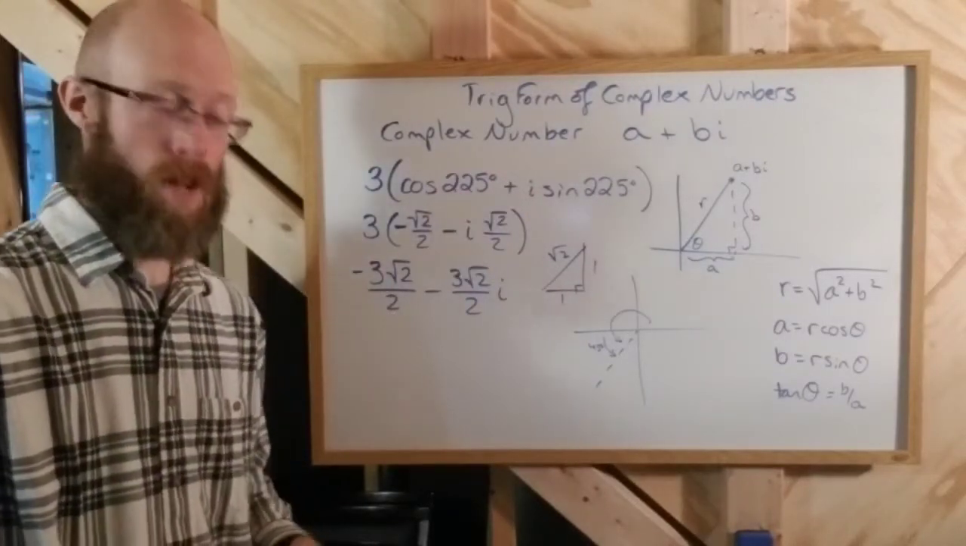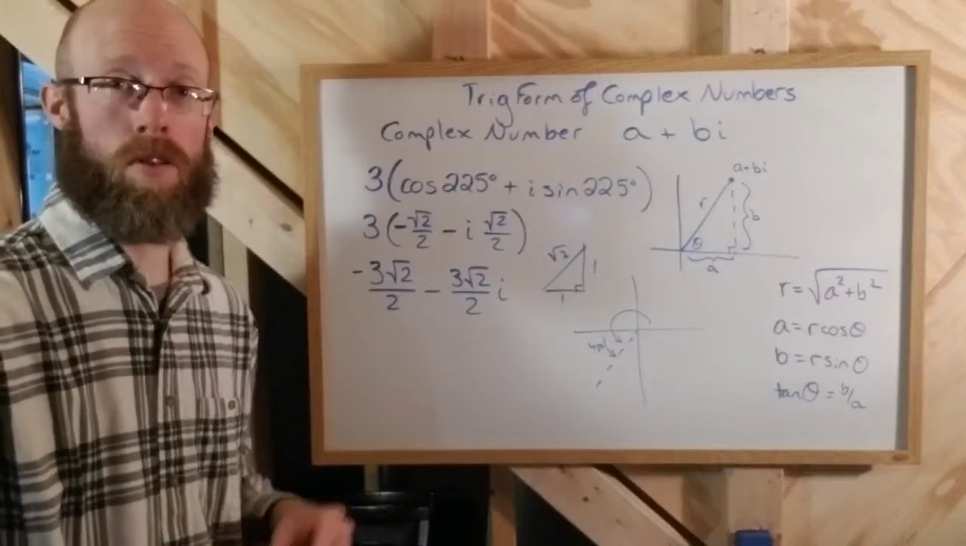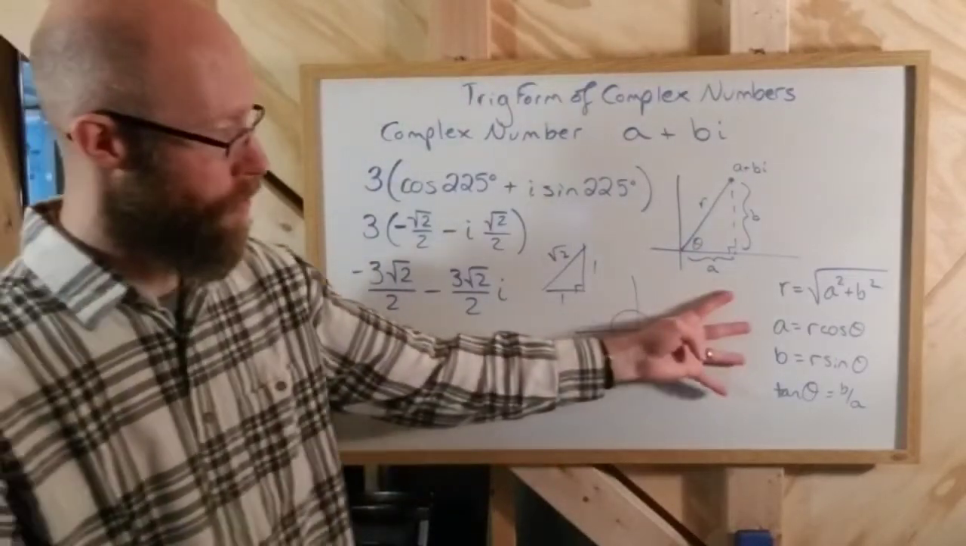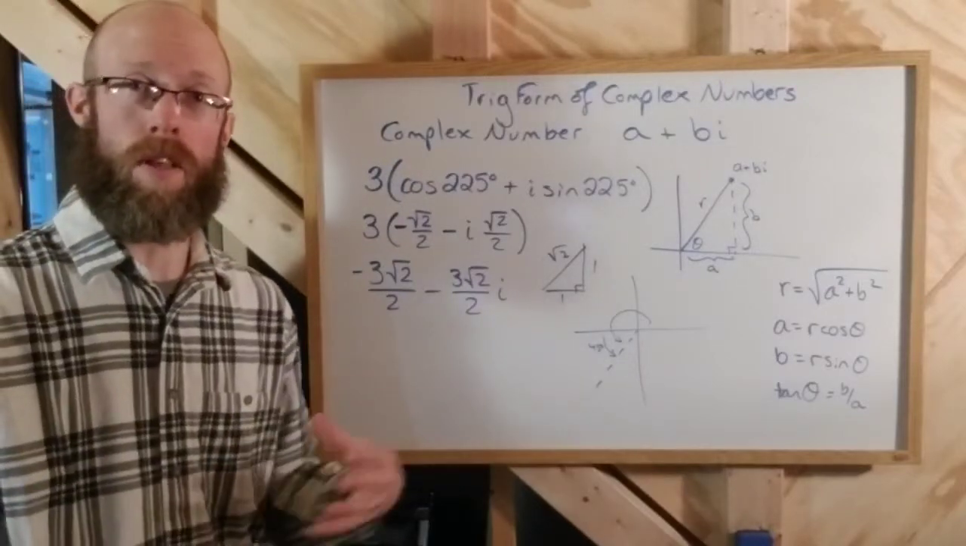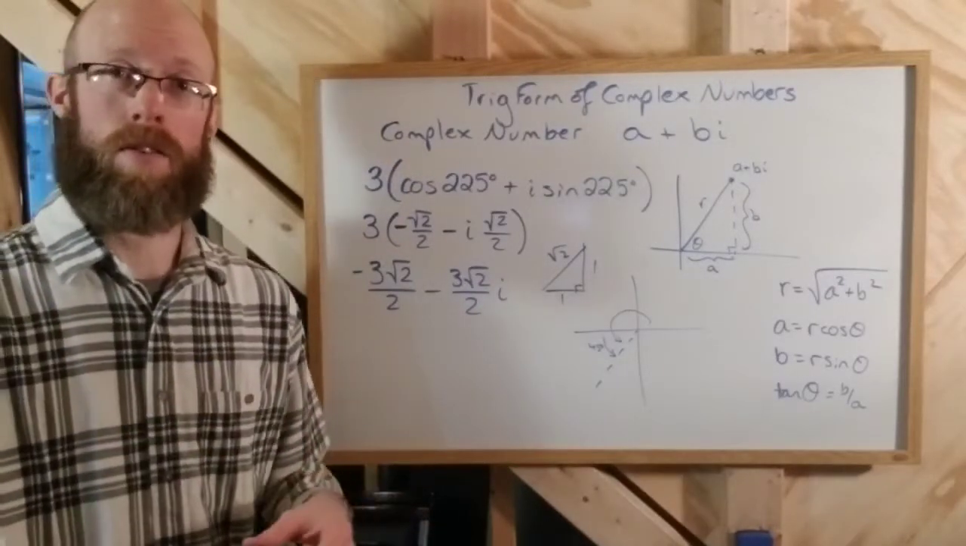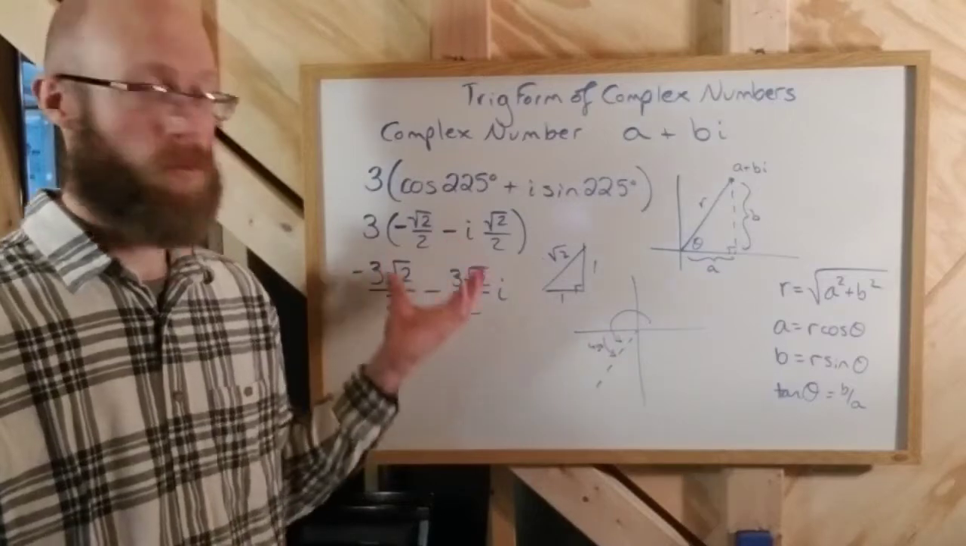Okay, so now we can convert basically between the two very simply using these 4 formulas, and then just substituting the values, the angles or the radius or the A and B values wherever they need to go.